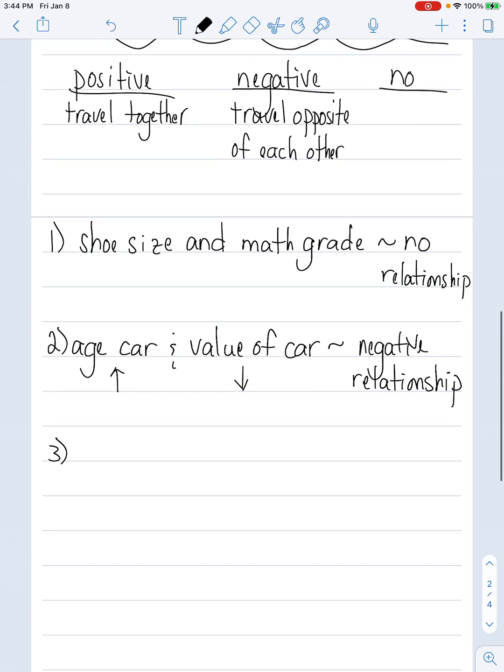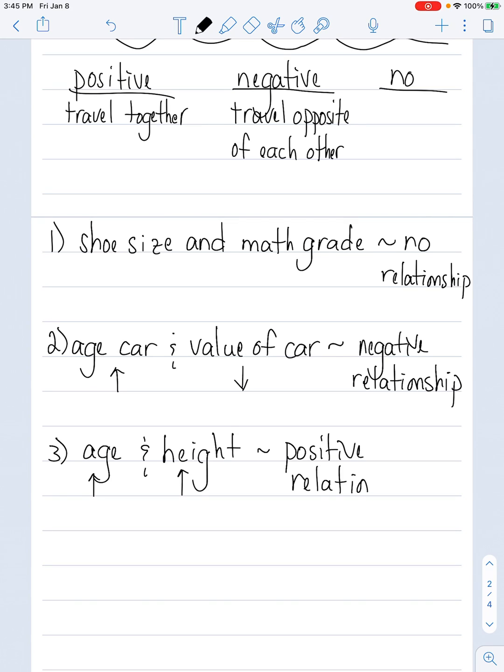Let's try another one. What about your age and your height? Well, let's see if they travel together or if they both increase or decrease, that's positive. If one increases and the other decreases, that's negative. So let's think about it. As you get older, your age goes up. Does your height go up, increase, or does it go down, decrease? Well, usually the older you get, the taller you get. Those travel together. So that means there's a positive relationship between those two things.